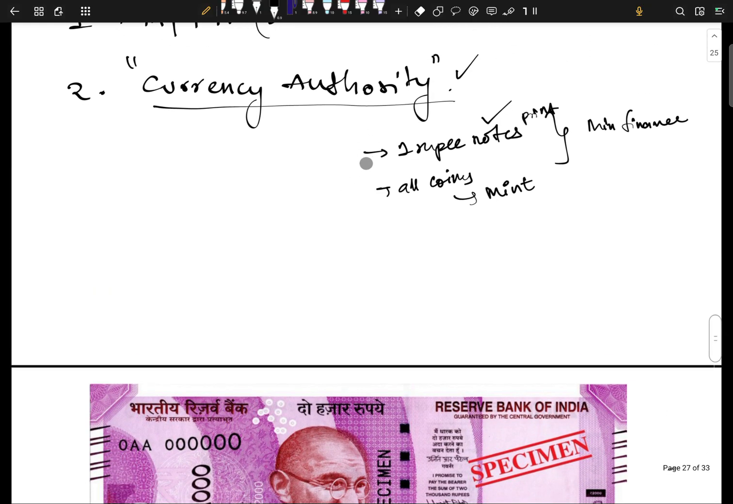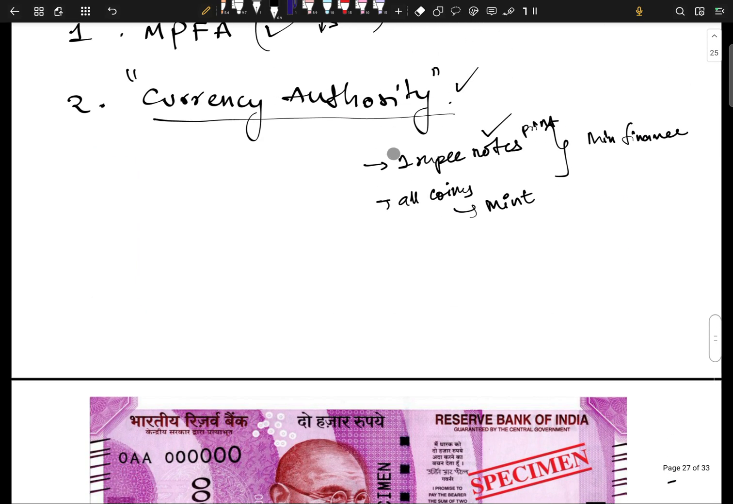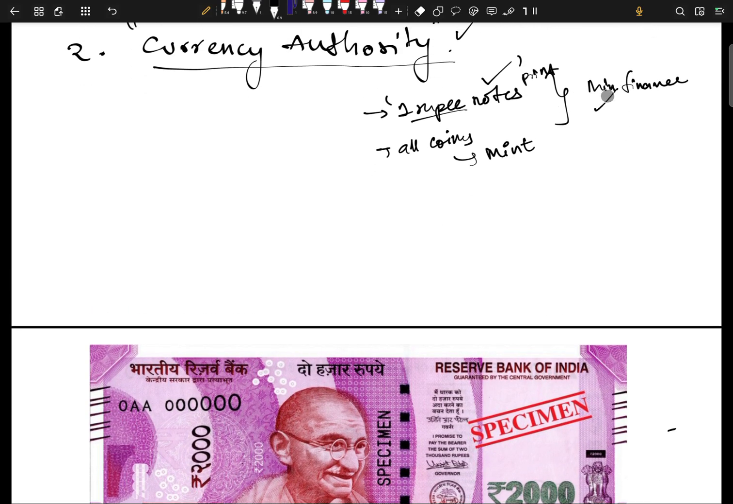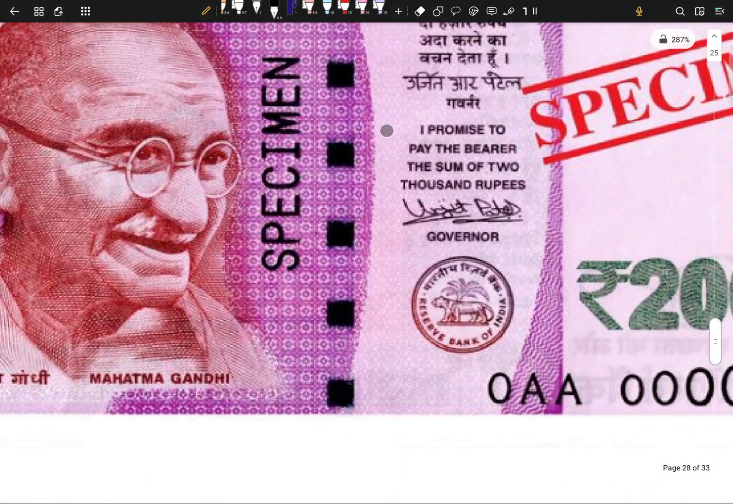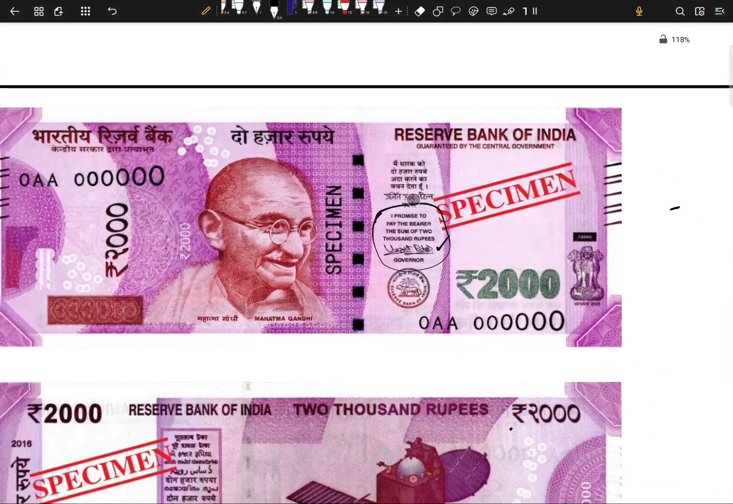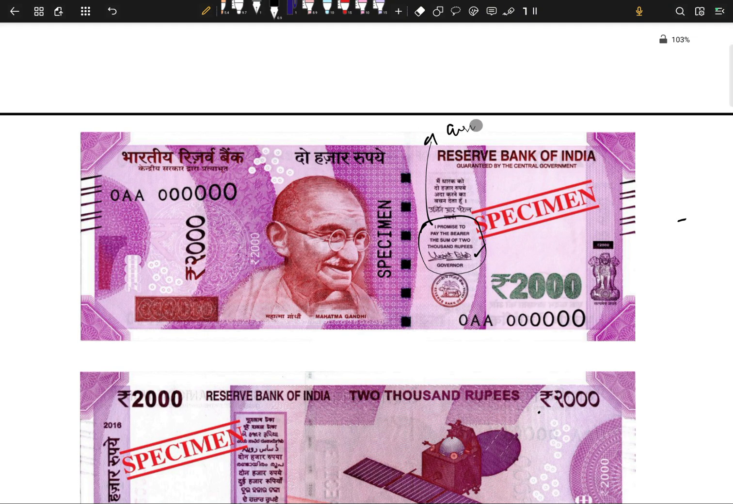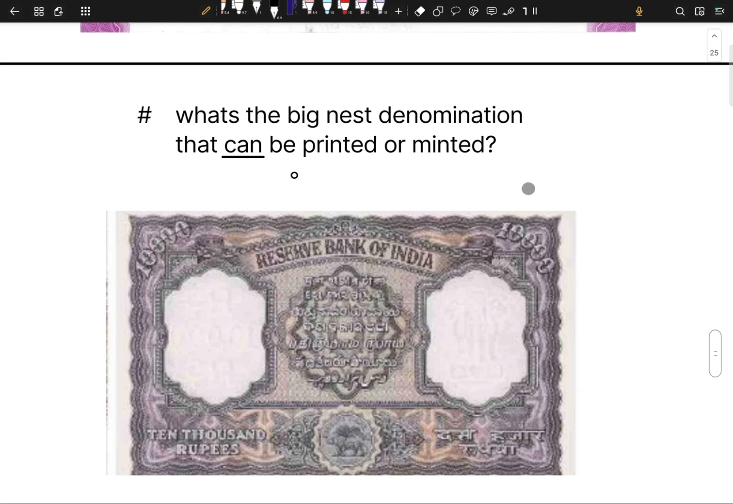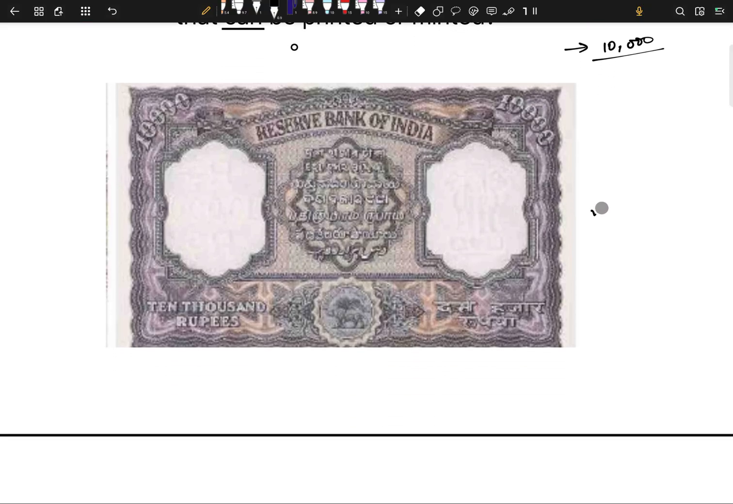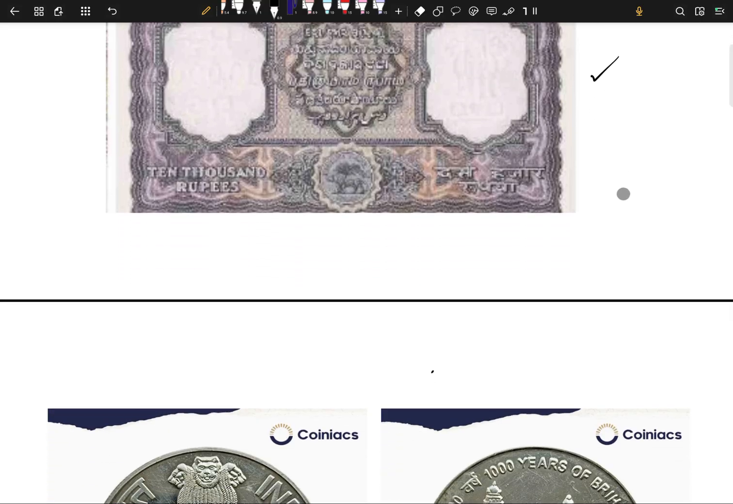It prints the notes, all notes except the 1 rupee note. The 1 rupee note and all coins are printed and minted by the Ministry of Finance. So if you see, on any note there is a signature of RBI. That means RBI is the currency authority. The RBI prints the currency. So what is the biggest denomination that can be printed in cash? It is 10,000. It can be printed. It was once printed, but it is not in circulation as of now.